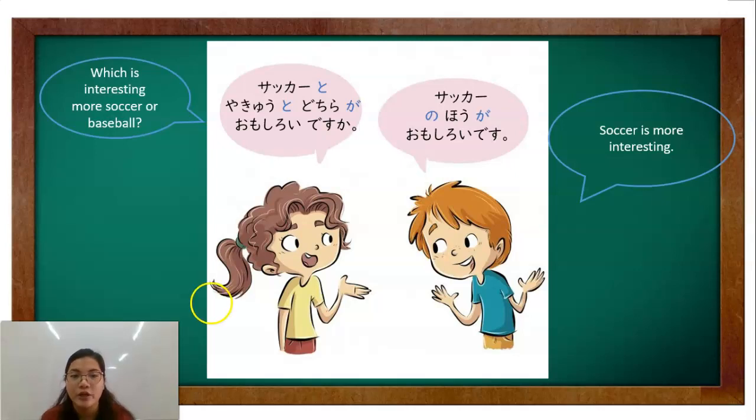Okay? So, kung ano yung isasagot mo, either of the two, for example, this soccer, you just add no hou ga, then you add the adjective and then desu.